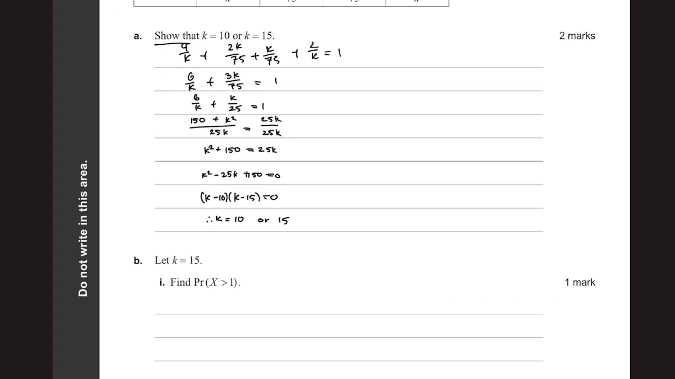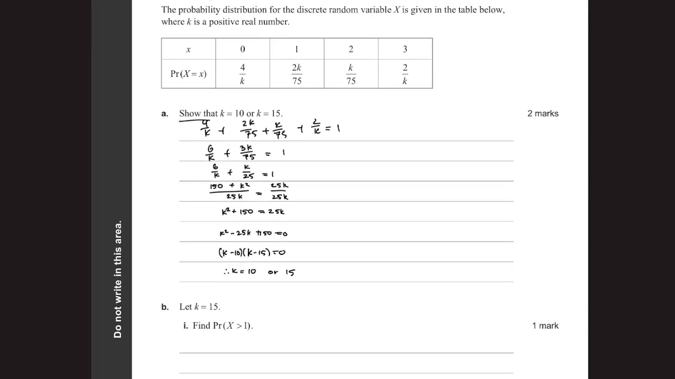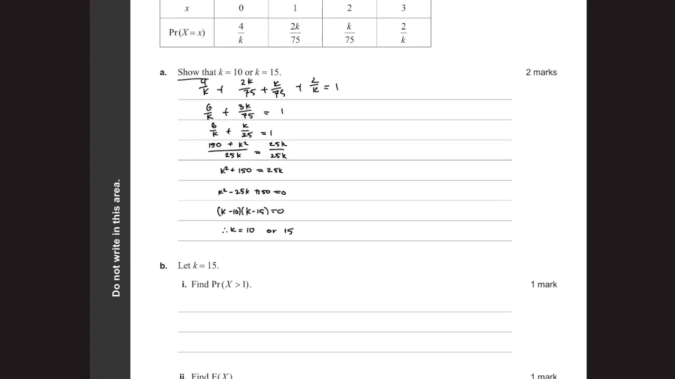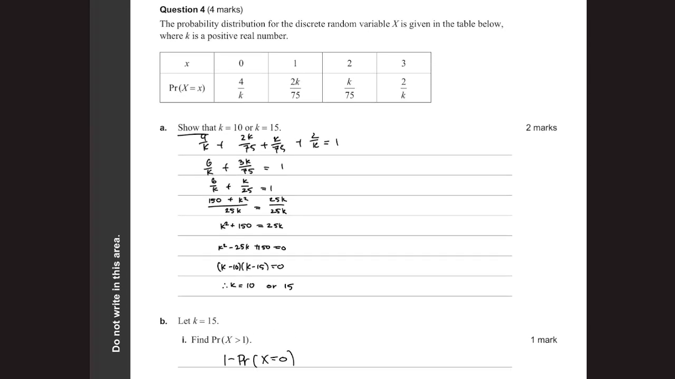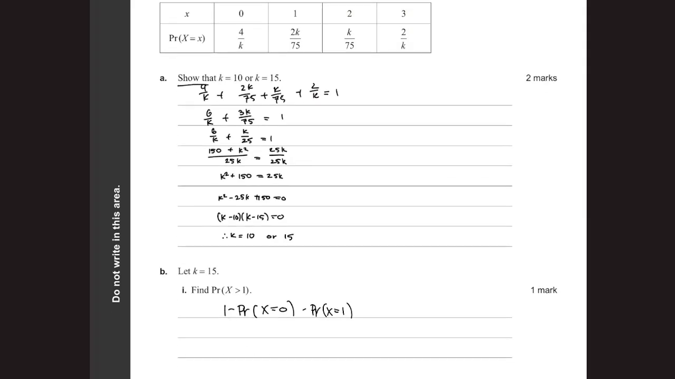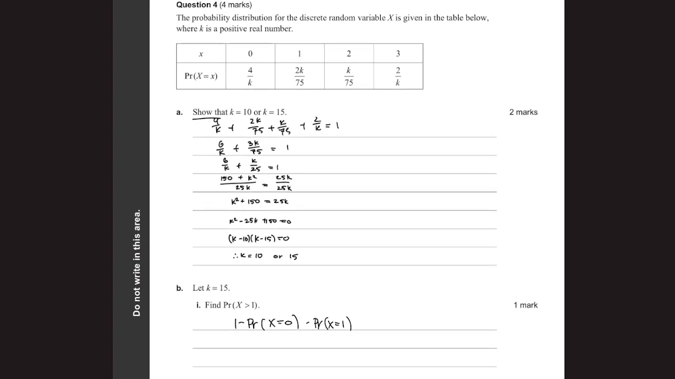Let k equal 15, find the probability x is bigger than 1. So that's the same thing as 1 minus the probability x is 0, minus the probability x is 1. Because if we're not including 1, that's just these cases here. I can just do x is 2 plus x is 3. But I've decided to make it more complicated for myself. So that's going to be 1 minus 4 on 15 minus 30 on 75.